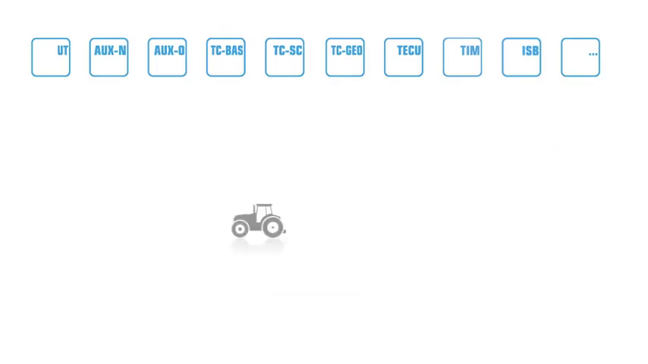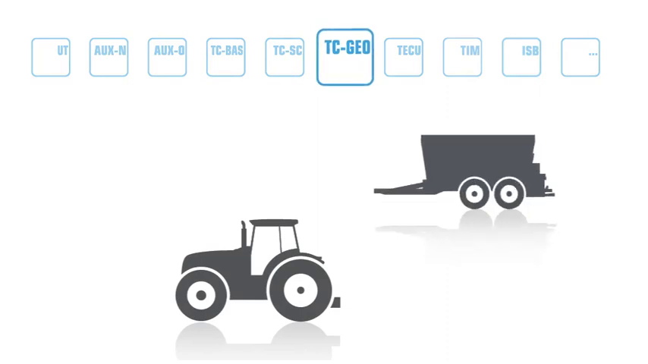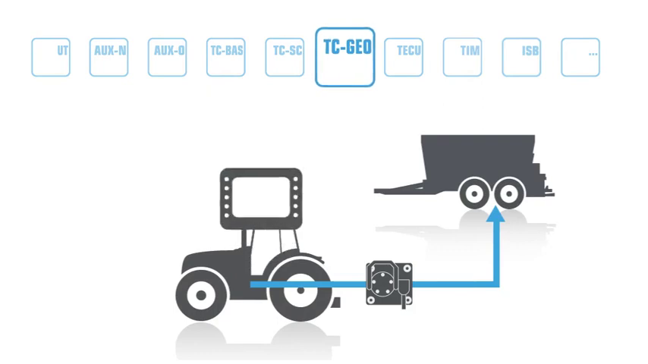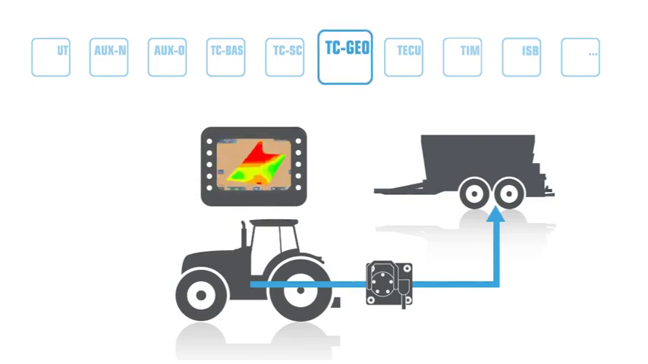With TC-Geo, it is possible to collect location-based data or plan location-based assignments, as example with an application map. You're able to cultivate fields by management zones when fertilizing, spraying, or seeding. Notice that TC-BAS is required to use TC-Geo.